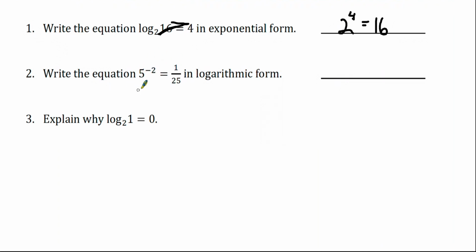On this one, if I want to start with an exponential and rewrite it as a log, remember, the base of the exponential becomes the base of the log. So this will be log base 5 of 1 over 25 equals -2. The log is always equal to the exponent. The last one here, explain why log base 2 of 1 equals 0. Well, that's because I can rewrite this and say 2 to the 0 power equals 1. That's my explanation, right? Just showing that in exponential form.